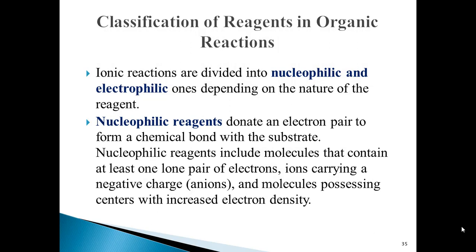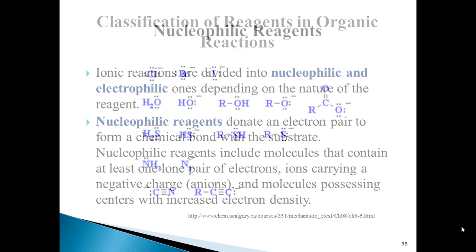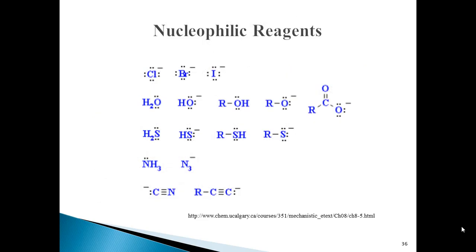Ionic reactions are divided into the nucleophilic and electrophilic ones, depending on the nature of the reagent. Nucleophilic reagents donate an electron pair to form a chemical bond with the substrate. Nucleophilic reagents include molecules that contain at least one lone pair of electrons, ions carrying a negative charge, and molecules possessing centers with increased electron density. A nucleophilic reagent reacts with an electron-poor substrate.